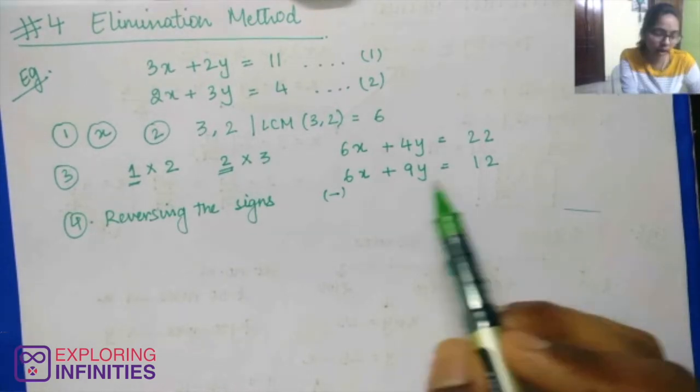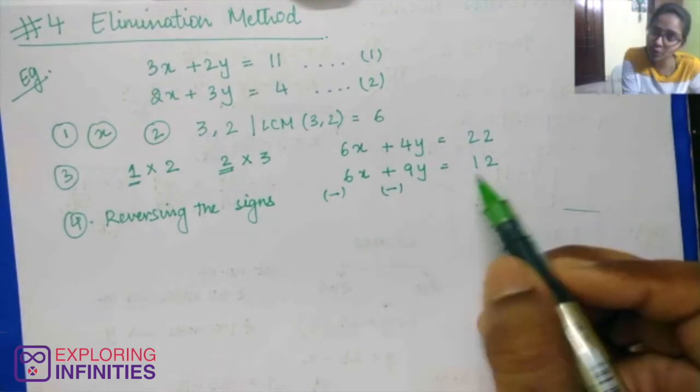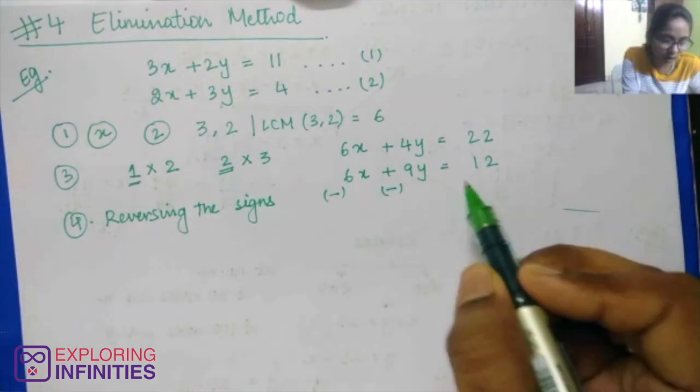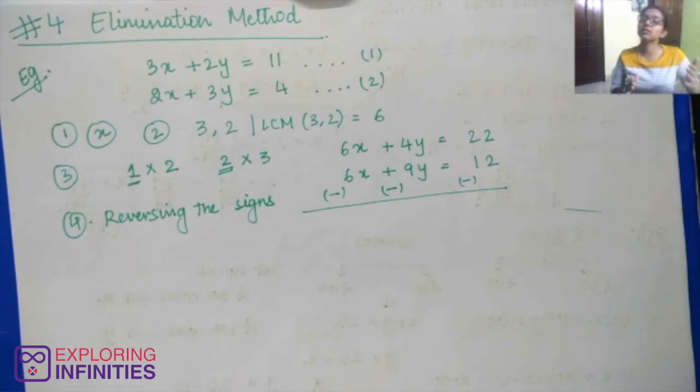So I have plus 9y, I write it as minus 9y. I have plus 12, so I make it minus. So now my second equation will be minus 6x minus 9y is equal to minus 12. So now you have to consider this equation, not the plus 6x plus 9y is equal to 12. Minus 6x minus 9y is equal to minus 12.